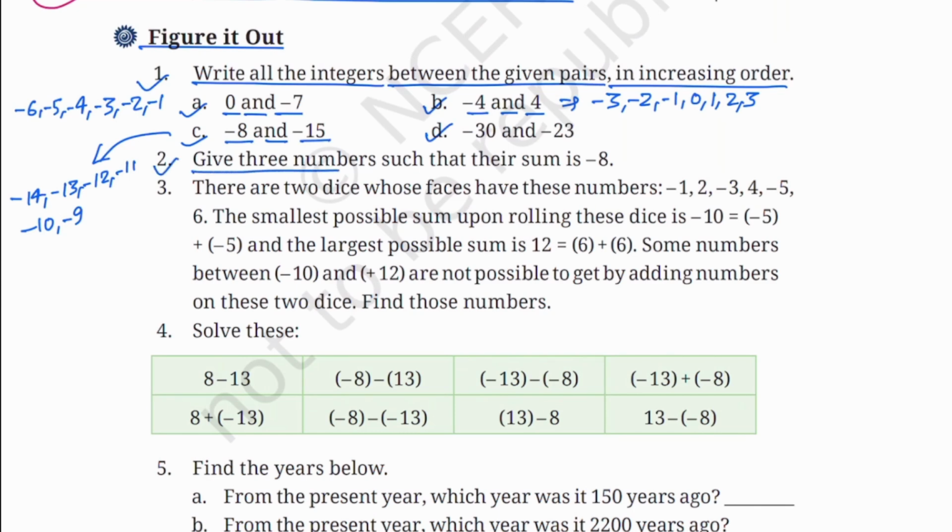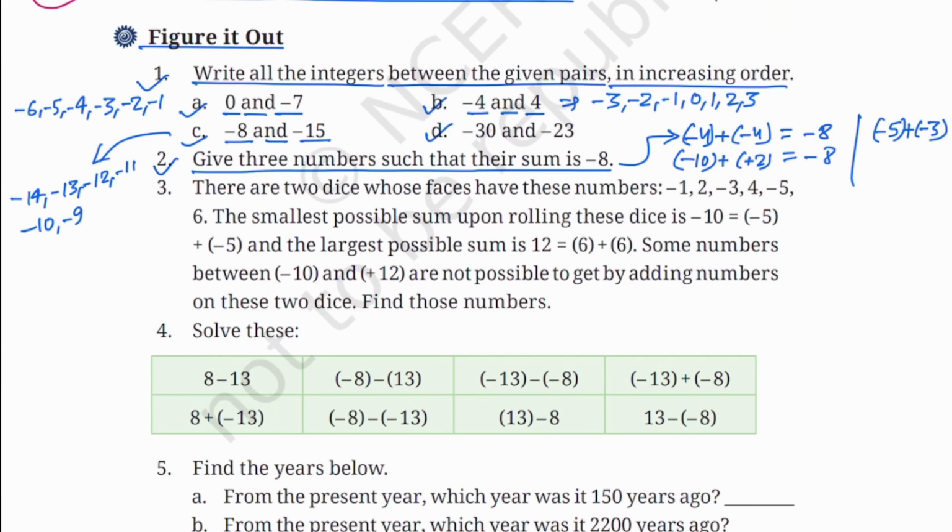2. Give 3 numbers such that their sum is -8. You can take -4 and -4, or you may take -10 plus +2, or you may take -5 plus -3. That will, when added, give you -8.